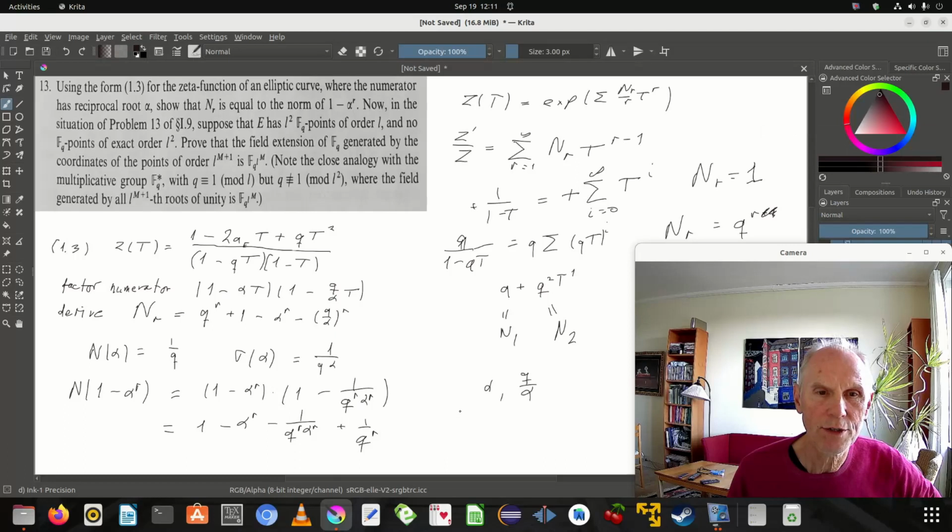And here the equation is t squared minus 2ae divided by q t plus 1 divided by q. So the sum should give this, and the product is 1 divided by q.